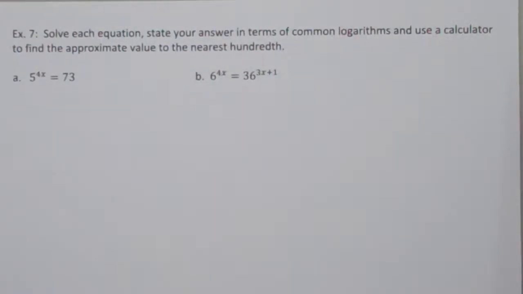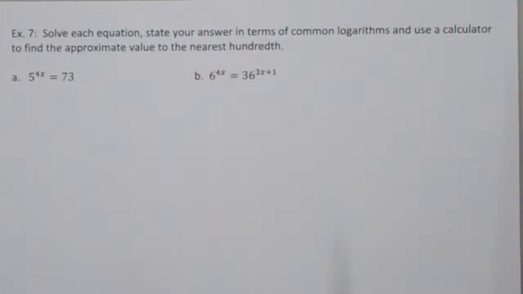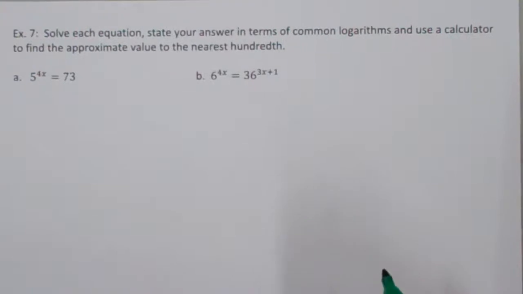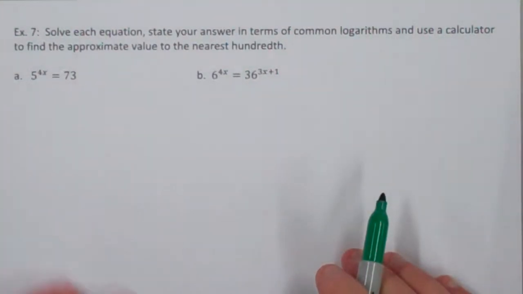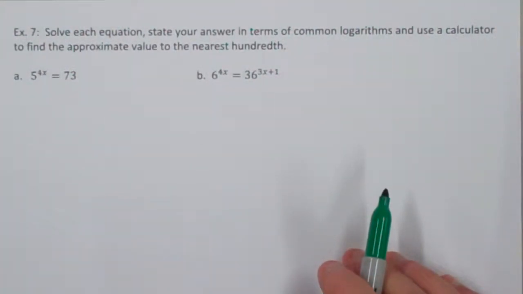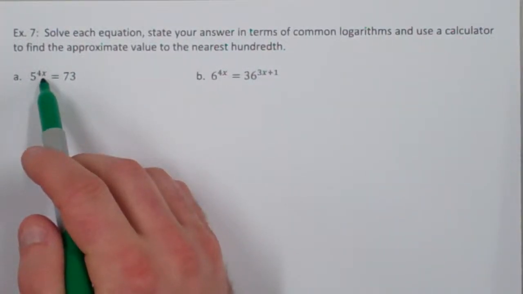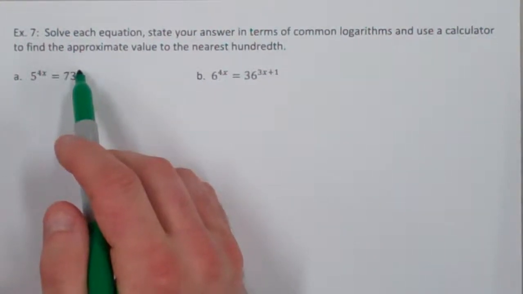In example 7, we're asked to solve each equation and state our answer in terms of common logarithms and then use a calculator to find the approximate value to the nearest hundredth. So we're looking for both the exact value here and then also we're going to get an approximate value. If we look at this equation on the left hand side, there's the variable in the exponent position and it's not on the right hand side.